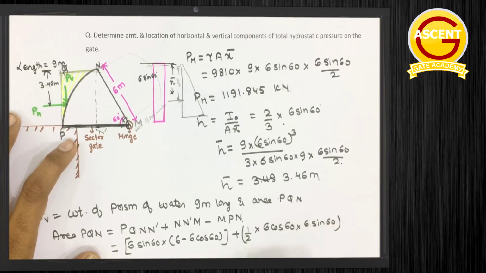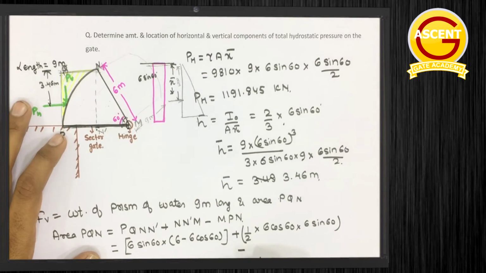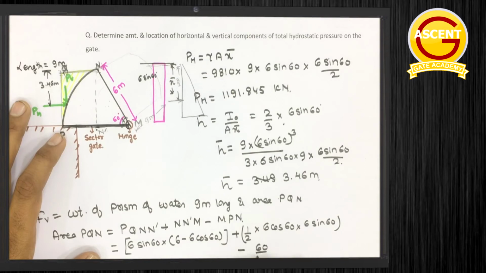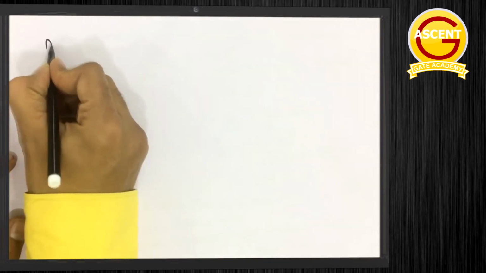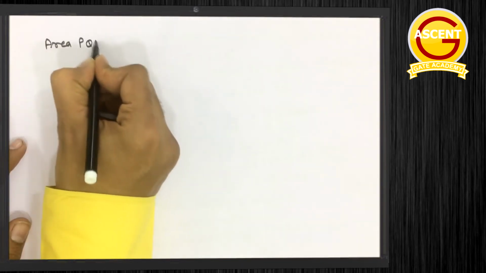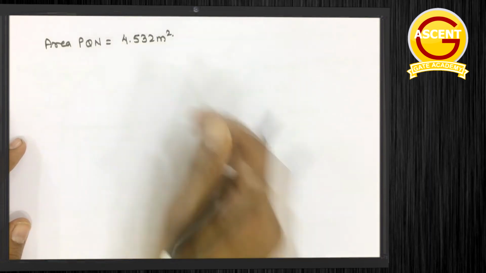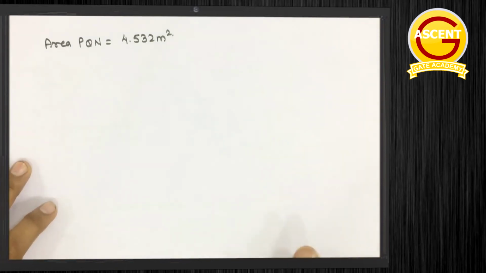Minus, now what you have to subtract from here? You have to subtract the area of the sector. The area of the sector we know: theta by 360 into pi r square. Theta here is 60, so 60 by 360 into pi into 6 square. From here we will get this area PQN as 4.532 meter square.